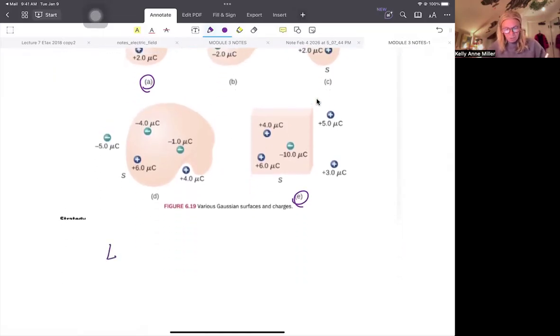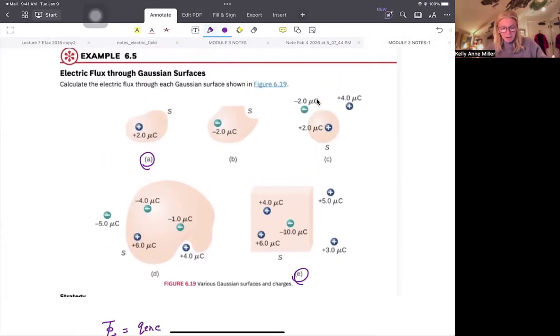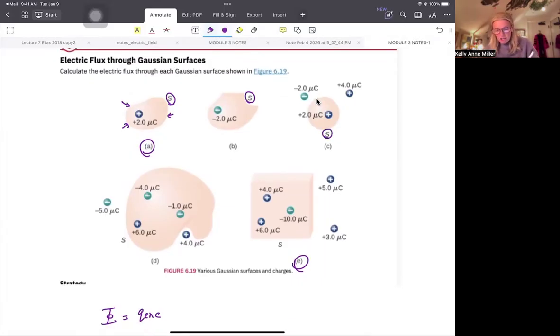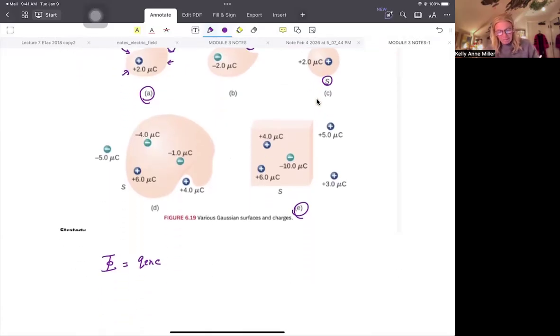Remember, we've said that flux is equal to the Q enclosed of your surface, and these beige blobs labeled S are the surfaces, the Gaussian surfaces. They've been drawn with different shapes to make the point that the size and the shape of the Gaussian surface doesn't matter. What matters is how much charge you've got enclosed.